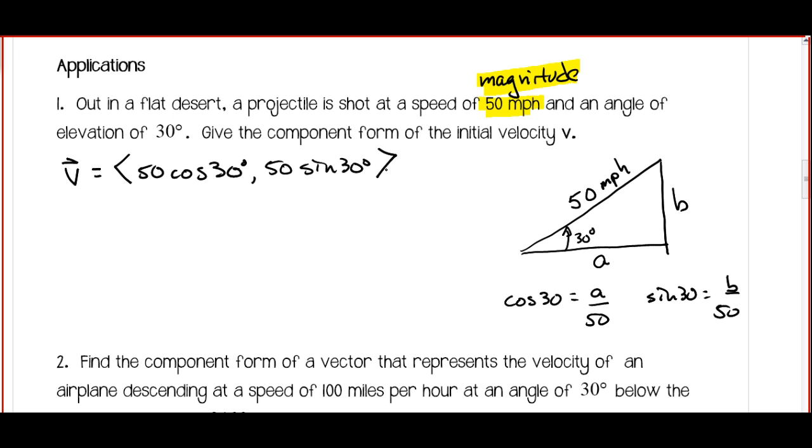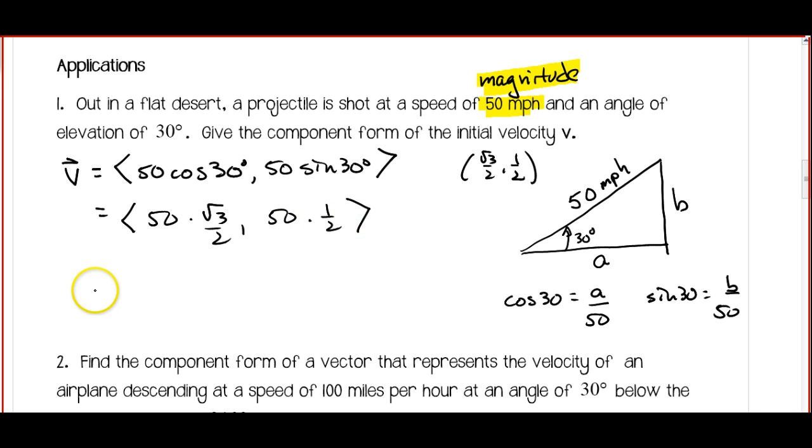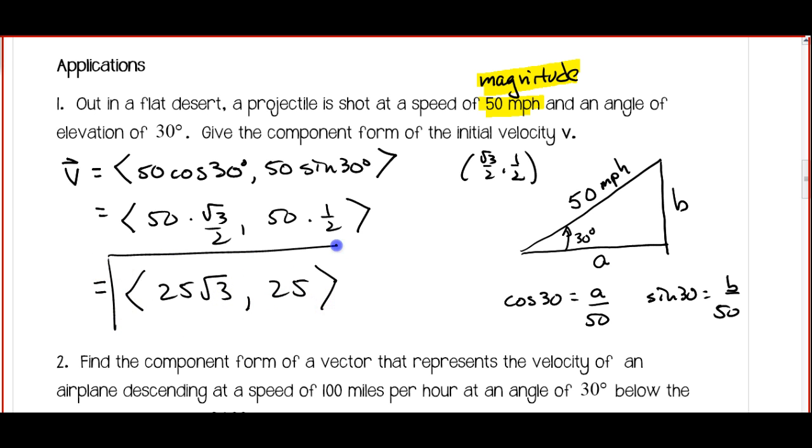And 30 degrees is pi over 6. And I know that my coordinates at pi over 6 are root 3 over 2, 1/2. If it is a special angle, I want you to answer in exact form. So then this is going to be 50 times root 3 over 2 and 50 times 1/2. So then the component form of the initial velocity v is going to be 25 root 3 is my x component, and 25 is my y component.